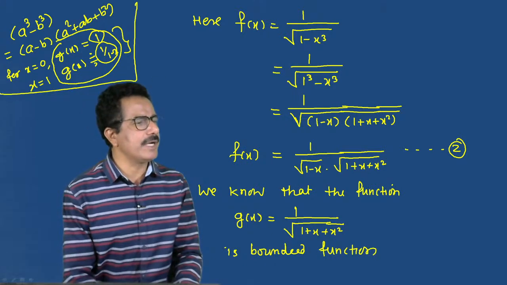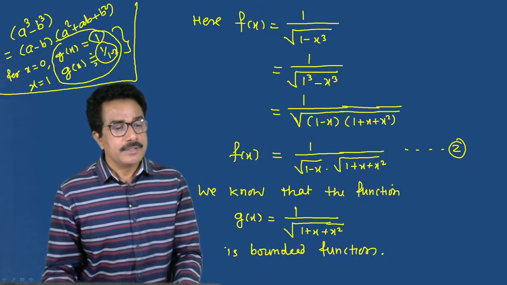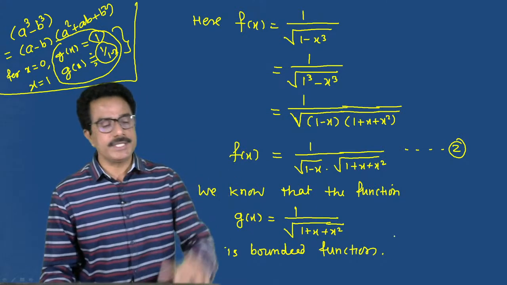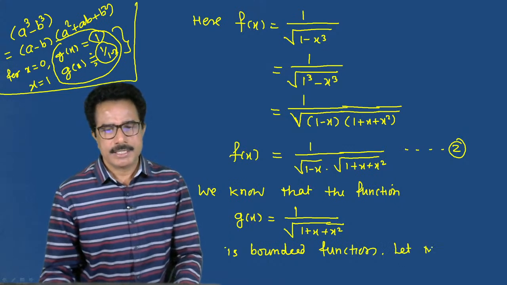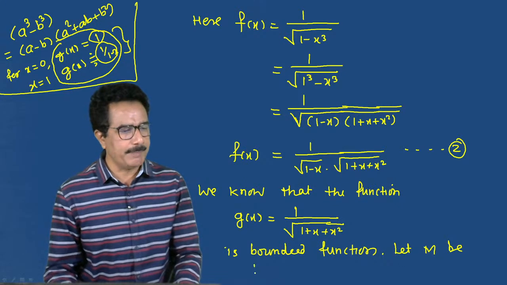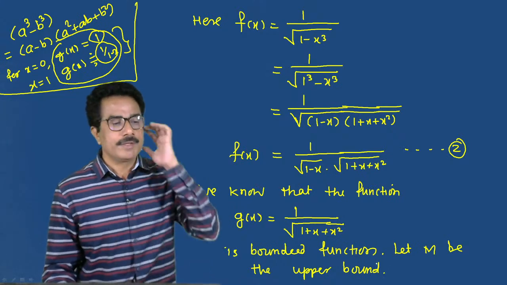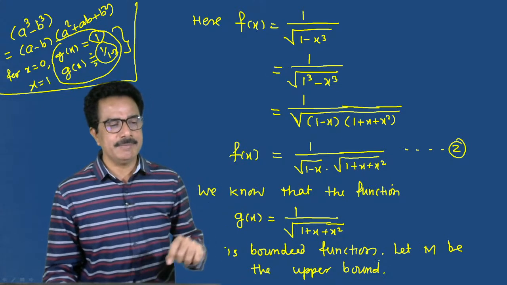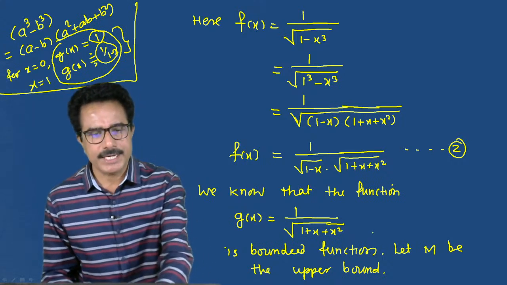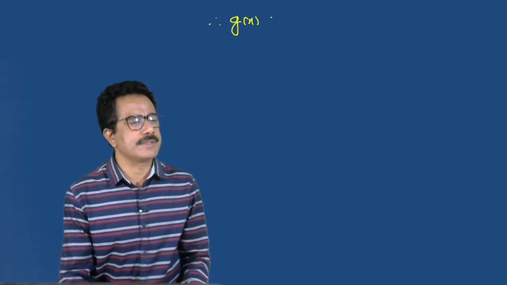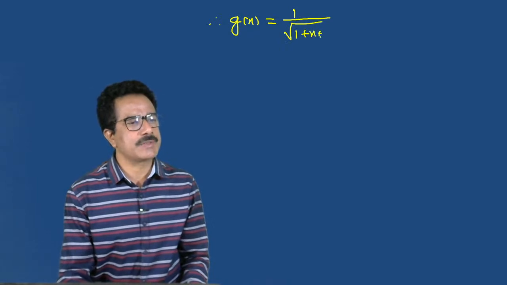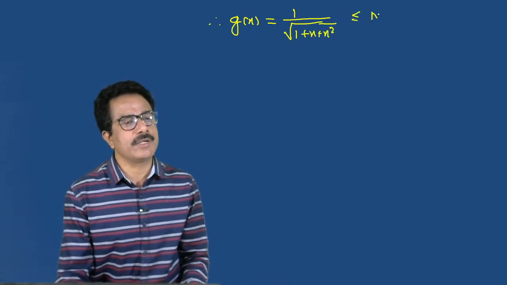Now if it is a bounded function, suppose we consider its upper bound is m, let capital M be the upper bound. So we can write g of x is less than m. Therefore g of x, which is equal to 1 upon root 1 plus x square, is less than or equal to m.